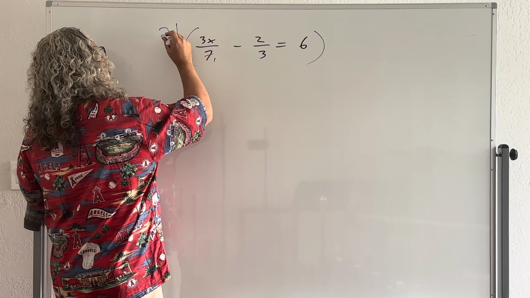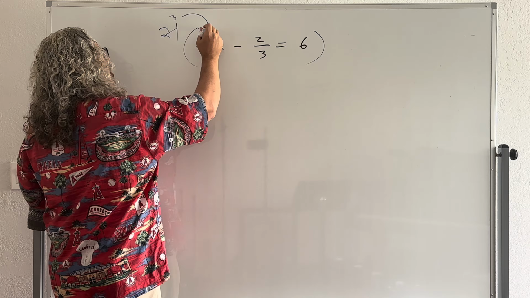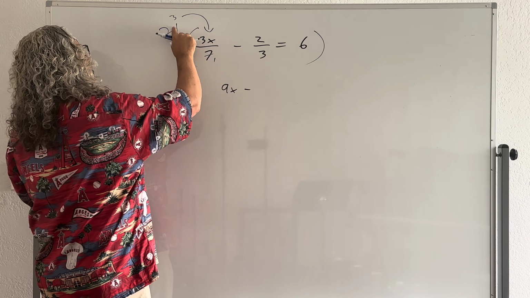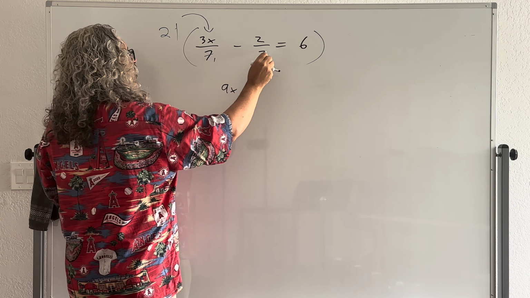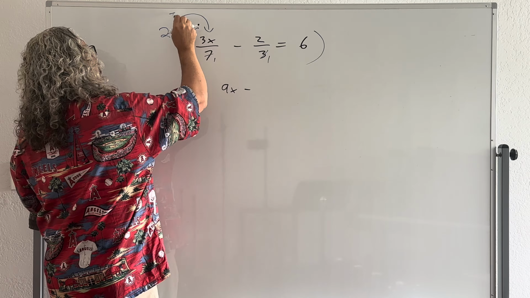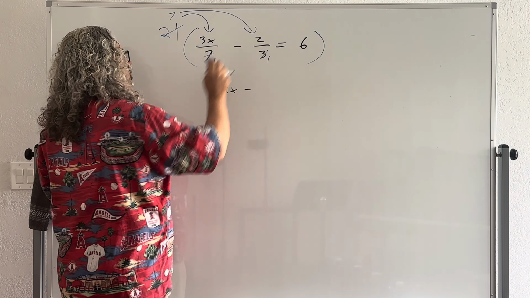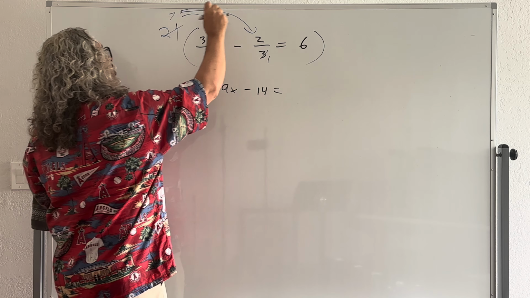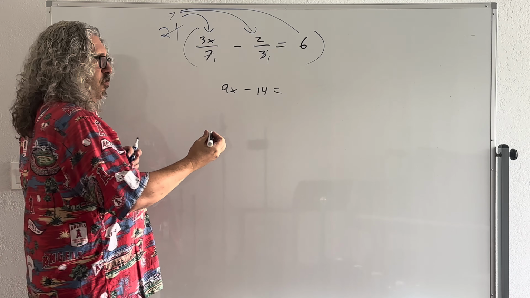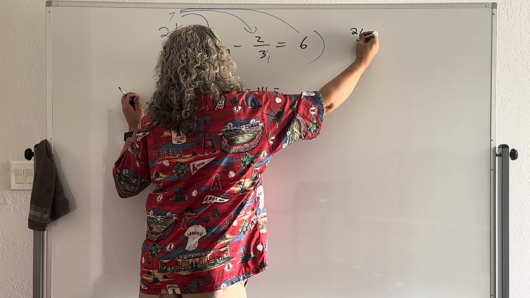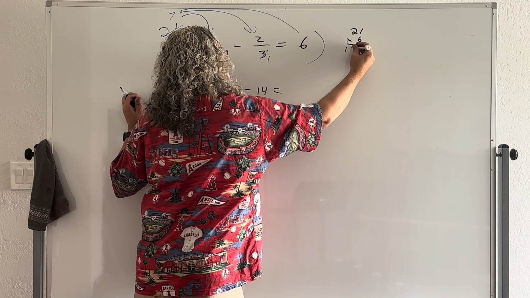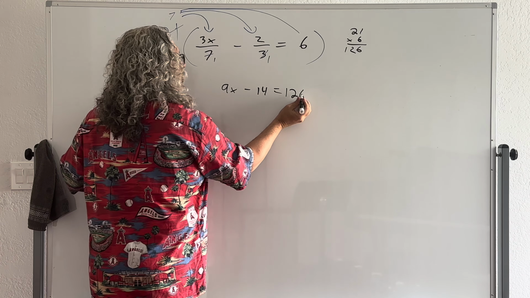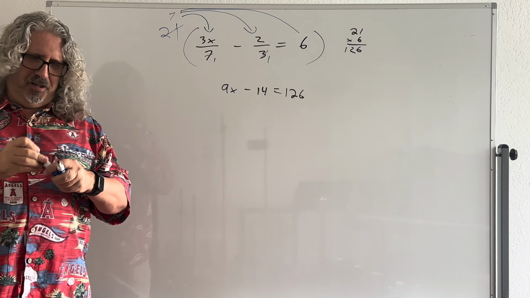7 goes in there once, 7 goes in here 3 times, so I'm going to be left with 9x. Minus, now we're going to do this all over again. 3 goes into 3 once, 3 goes into 21 7 times. 7 times 2 is 14. But don't forget to also do it to the third one. And I'm going to have 21 times 6. Let's just go off on the side. 21 times 6, that's 126. Okay? So if you do that problem, you no longer have to do fractions. And that's how you get rid of denominators.